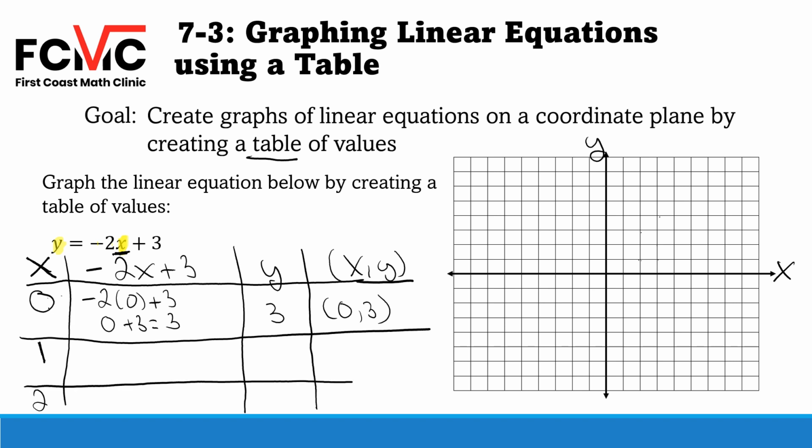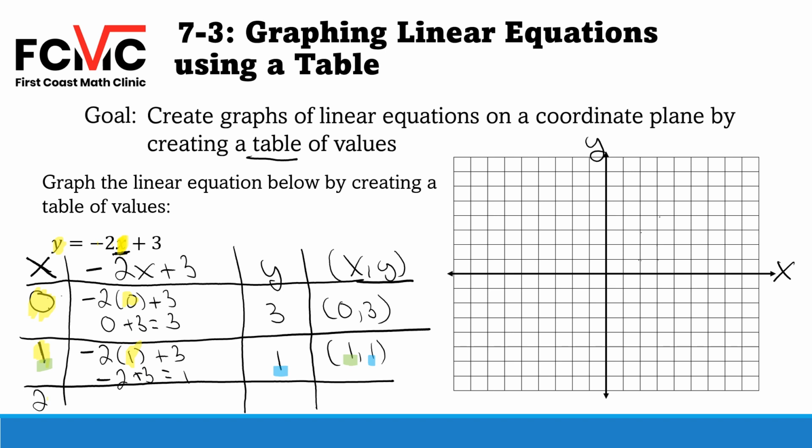Now if x is 1, I'll have negative 2 times 1 plus 3. Again, all we're doing here is taking this value, putting it in for x, then taking that 1, putting it in for x. That's the substitution. Negative 2 times 1 is negative 2, plus 3, and that gives us 1. So now I'm going to have x is 1, y is 1. So that's my x coordinate, and that's my y coordinate. That's where those values are coming from.